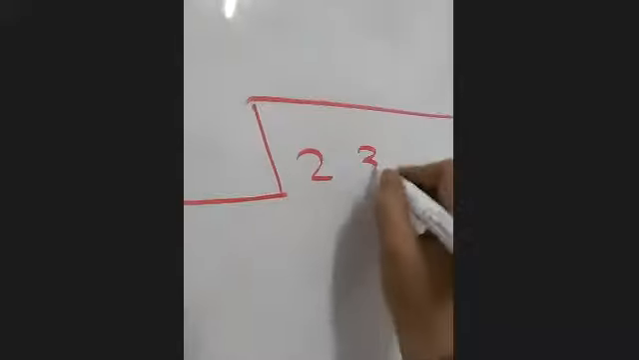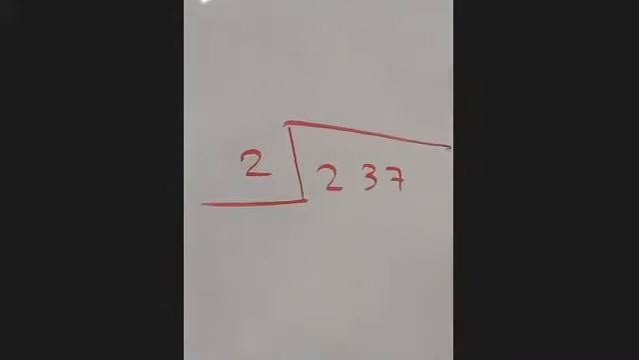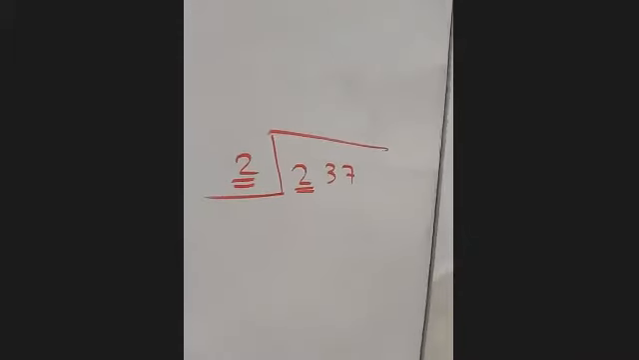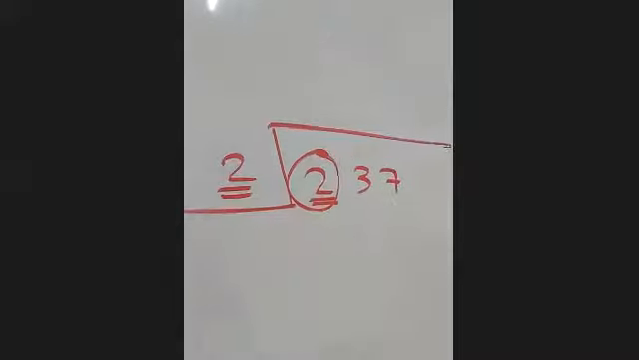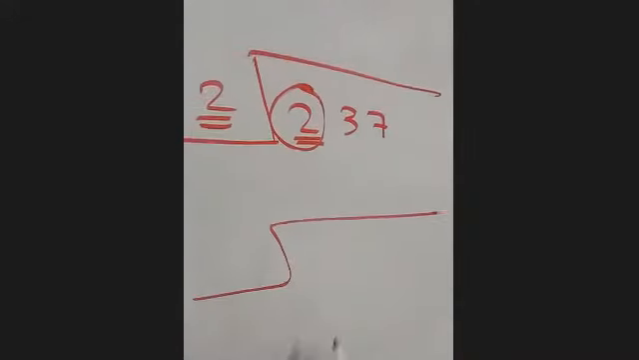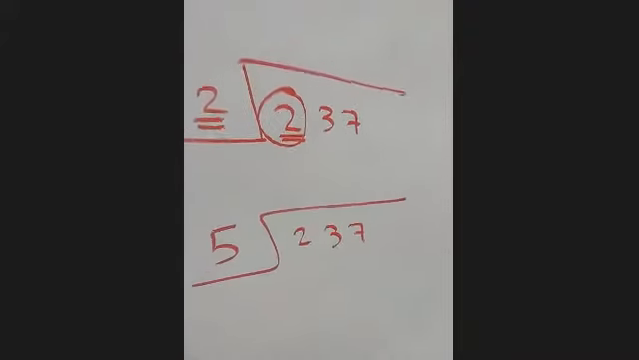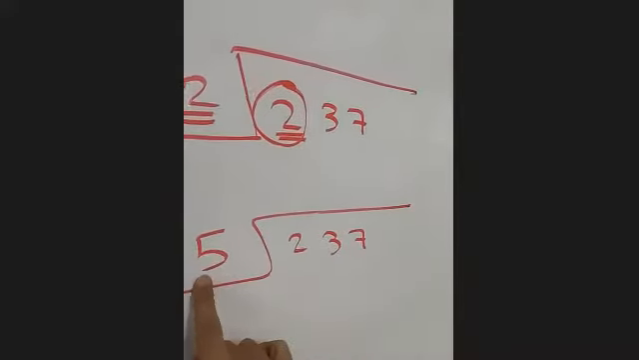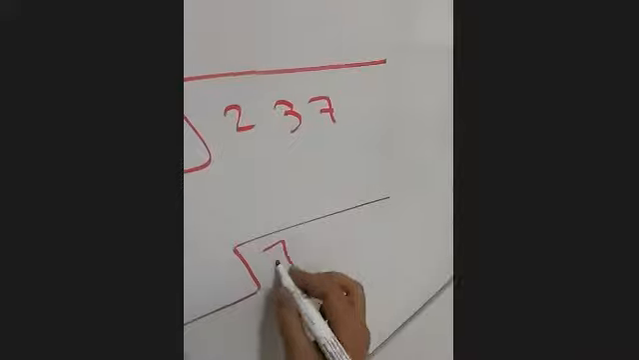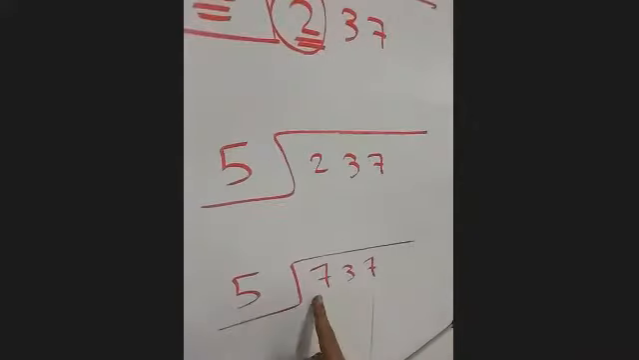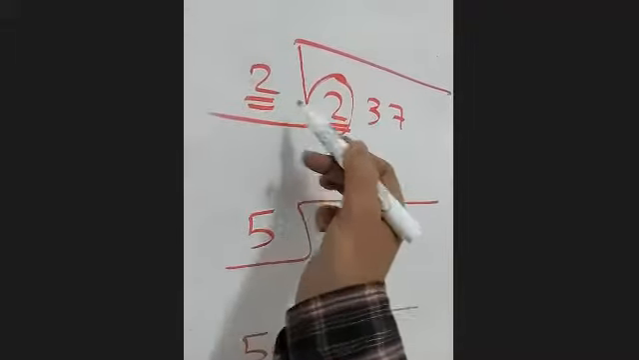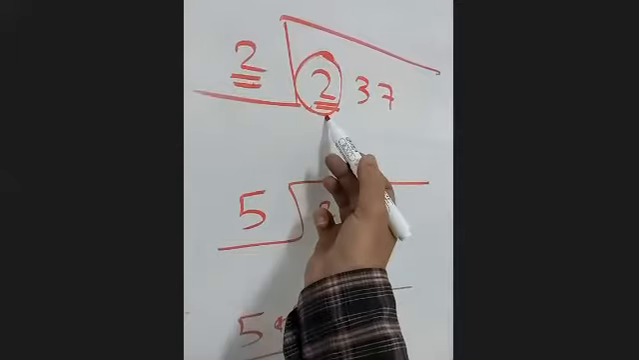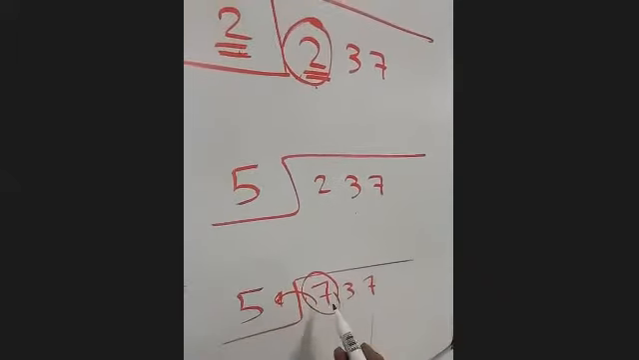For example, if I have this division here, 237 divided by 2. Now here, the first digit is 2, is equal to the divisor, which is 2. So we can start with the first digit here, because they are equal. But for example, if I have this division, 237 divided by 5. Here, the 2 is less than 5. But here, 737 divided by 5. Here, 7 is bigger than the 5. So we can start with the 7 only. So here is equal and here is more. So if the first digit in the dividend is equal or more, we can start with it.